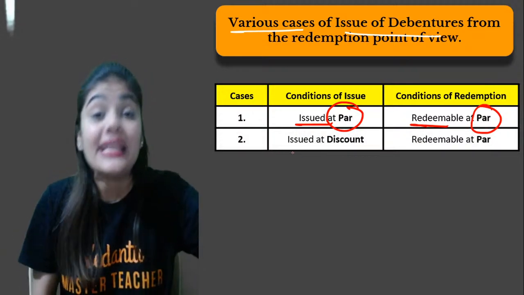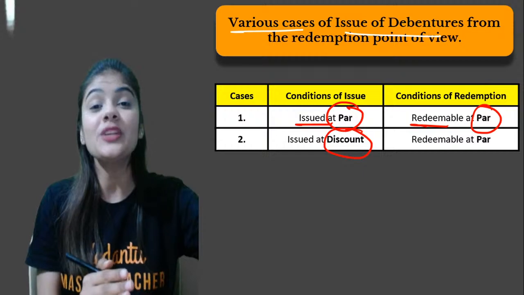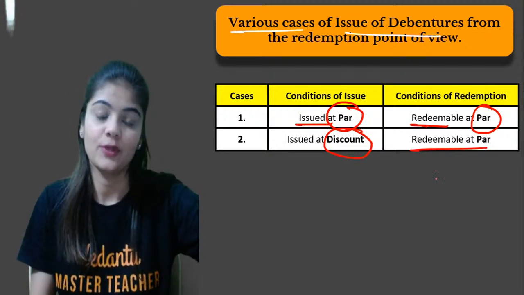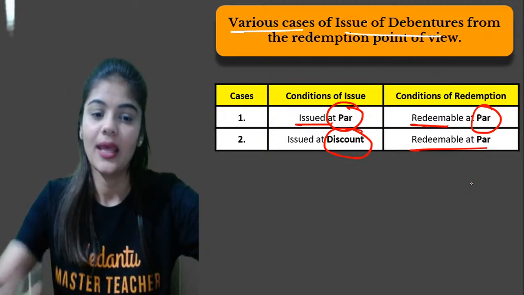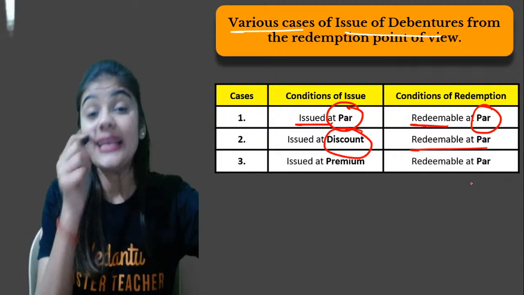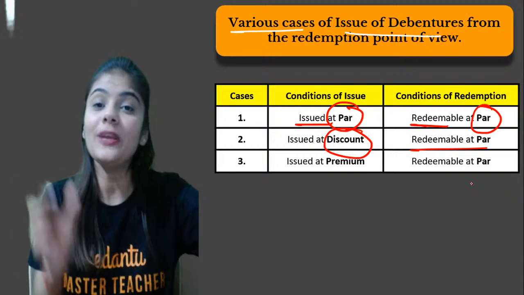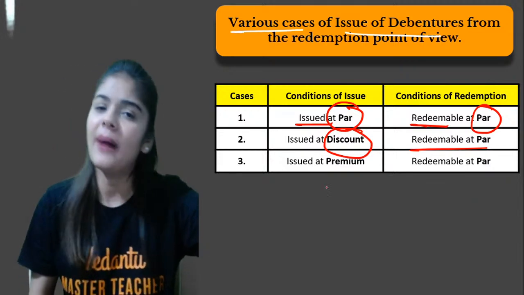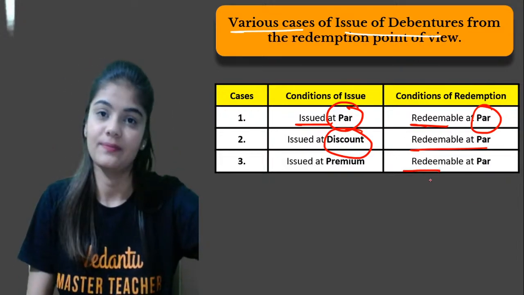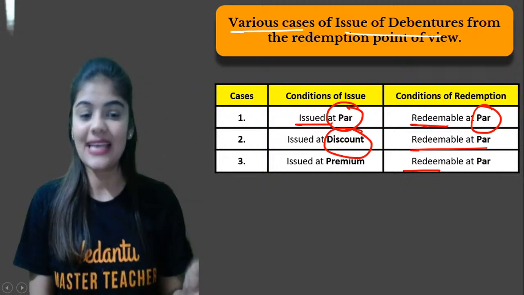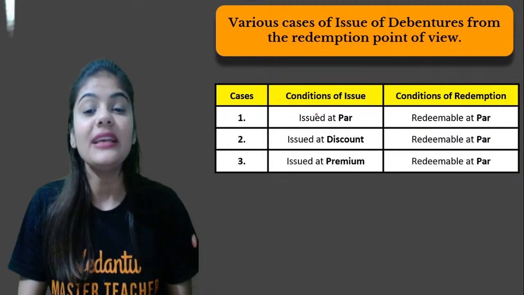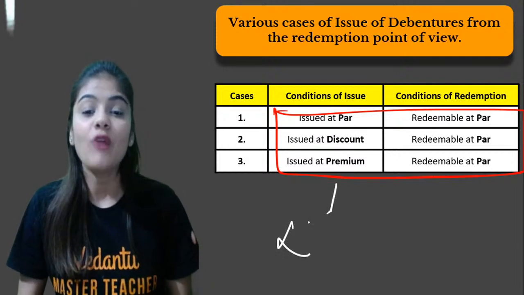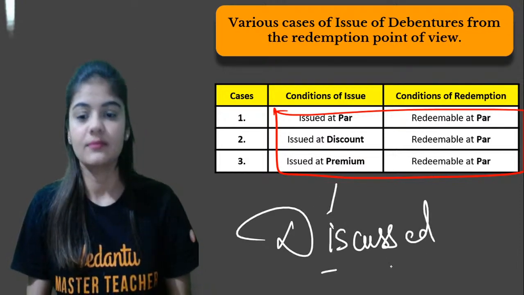Then, issued at discount. A 100 rupee debenture is issued for 90 rupees and it is redeemable at par. You have to pay 100 in return. Then the third case is issued at premium. A 100 rupee debenture is issued for 140. It is issued at premium, but it is redeemable at par. So these are the first 3 cases, and we have already discussed these cases.